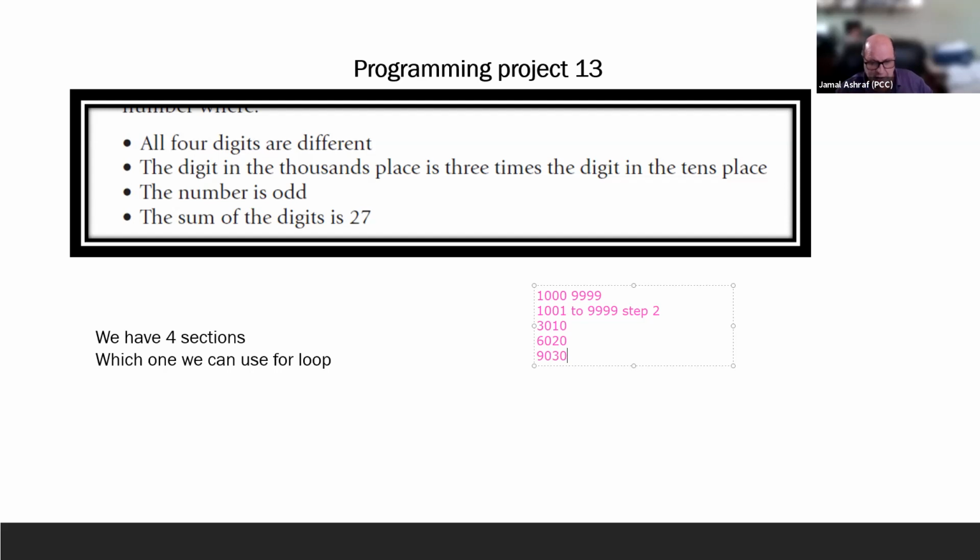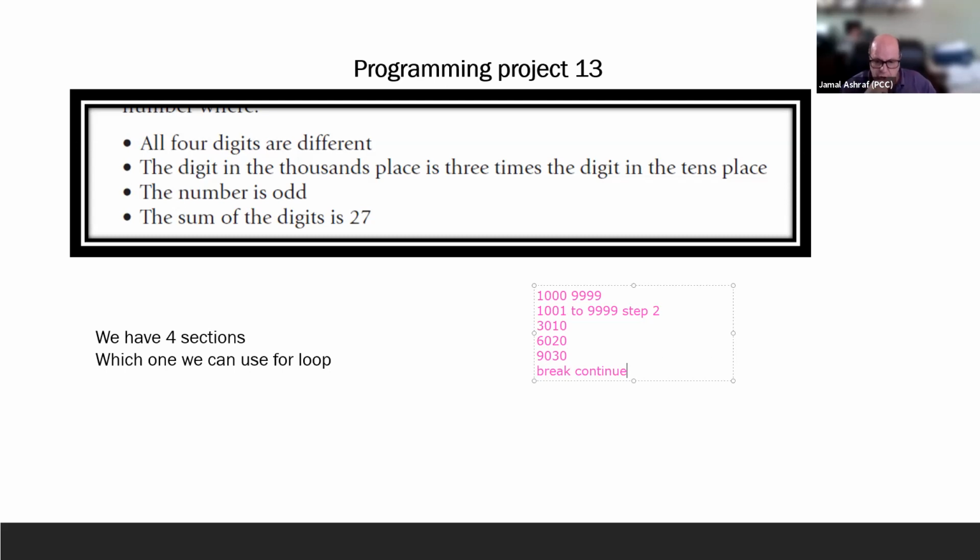Remember, you have break and you have continue. Break is going to end your loop. Continue is going to go back to the top of your loop. So you can continue, then it's going to go back up.